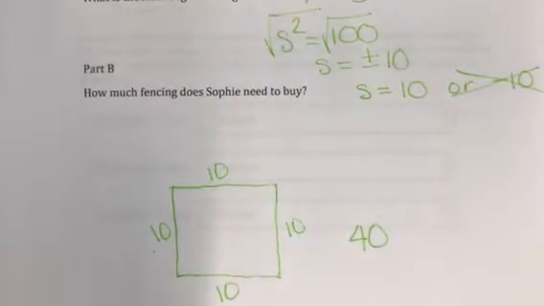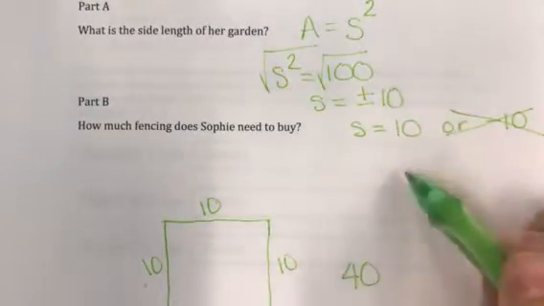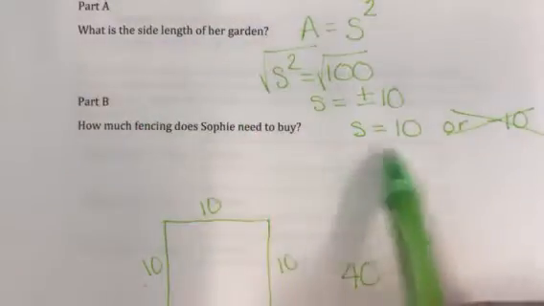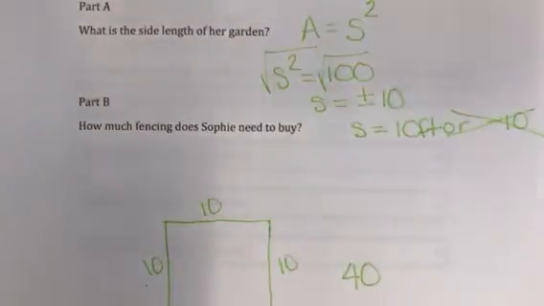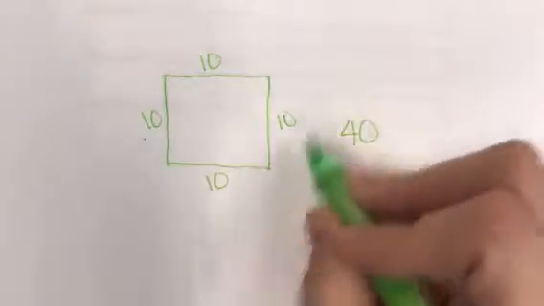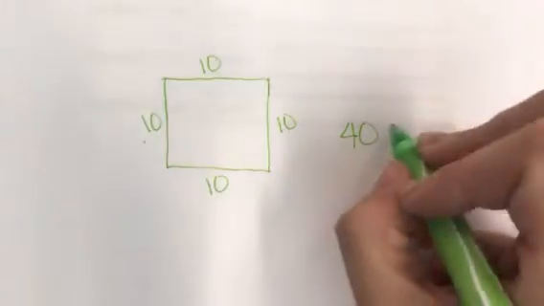Now we want to make sure we're careful with our labels on both of these, because while we're talking about area, which is square feet, the length is not the area. So this just gets a label of feet. Okay, same thing down here. We're talking about perimeter. We're just talking about a simple measurement, which means we would need 40 feet.